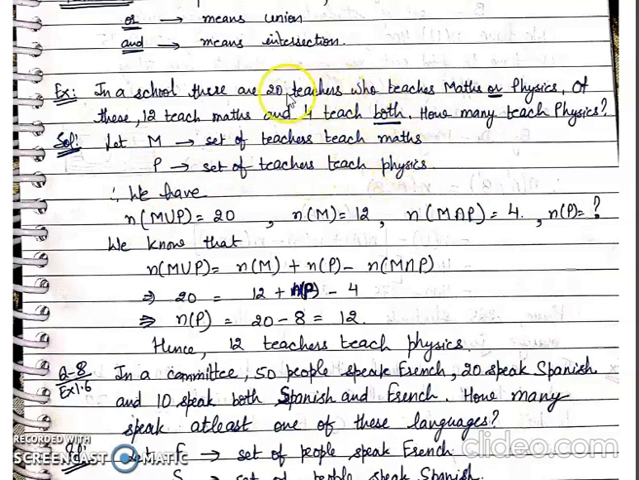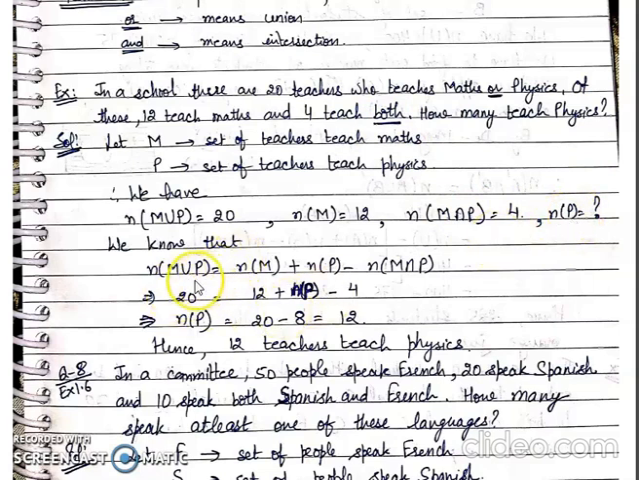So we have 20 teachers who teach math or physics, either math or physics. So it means n(M union P) is equal to 20. Of these, 12 teach math, so the number of elements in set M is equal to 12. 4 teach both, so the number of elements in M intersection P, both meaning math and physics, is 4, and we have to find n(P), the number of elements in P.